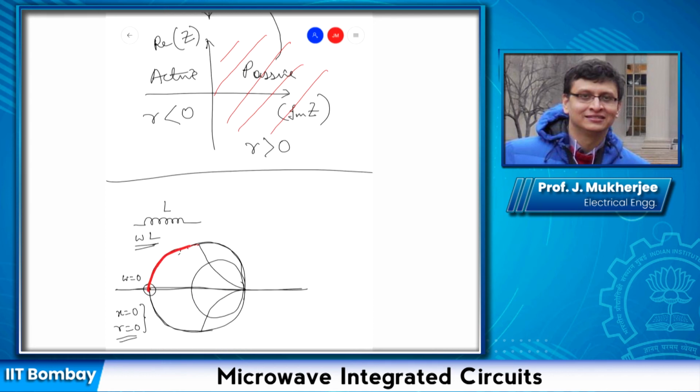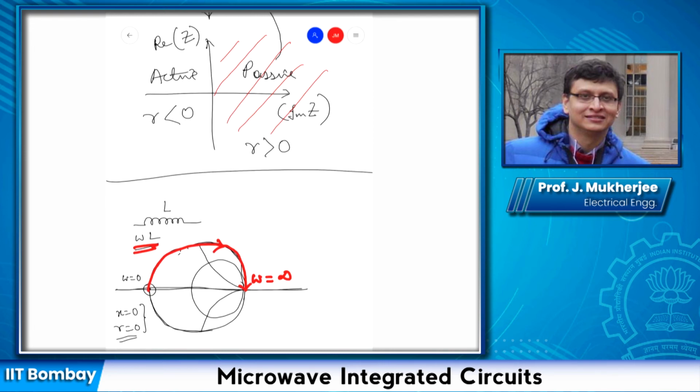It will be like this. This is the locus that will be followed, and then when omega becomes infinity, we will reach this point. Omega reaching infinity means the value of this reactance also becomes infinity.